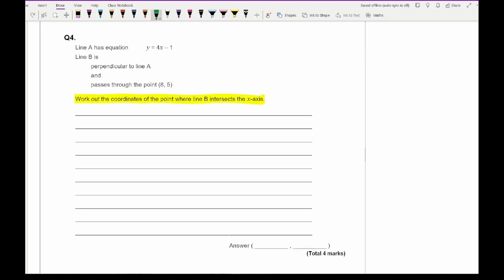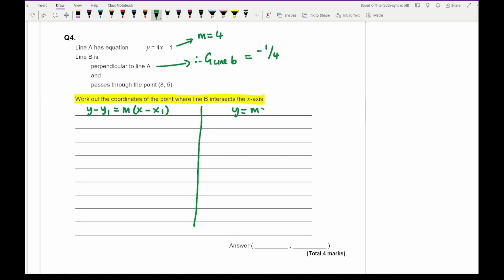Now, in order to answer that question, I need to work out the equation of line B. So looking at line A, I can see that the gradient is 4. Therefore the gradient of line B is going to equal the negative reciprocal, so it's going to be minus 1 over 4. Now I know it goes through this point, so we can use two possible methods. We can either use y minus y1 equals m(x minus x1), or we can use y equals mx plus c. It doesn't really matter because they both should give you the same answer.